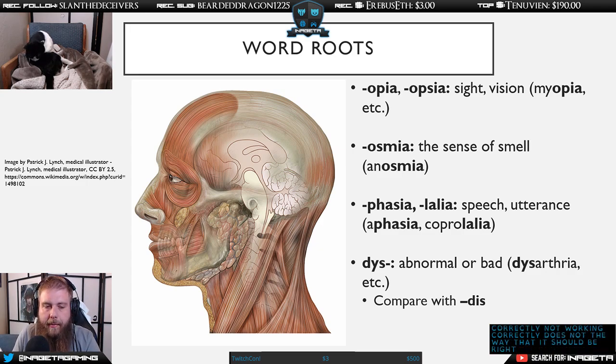And that is different than this word root. This is a Greek word root, dys, meaning abnormal or bad. This is a Latin word root, I believe, meaning the absence of. So they actually mean something different. They aren't interchangeable, although we do use them interchangeably nowadays, but they do mean different things.